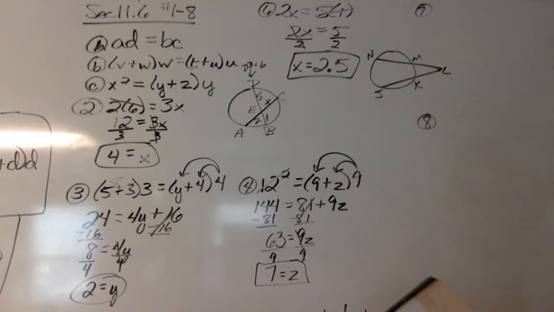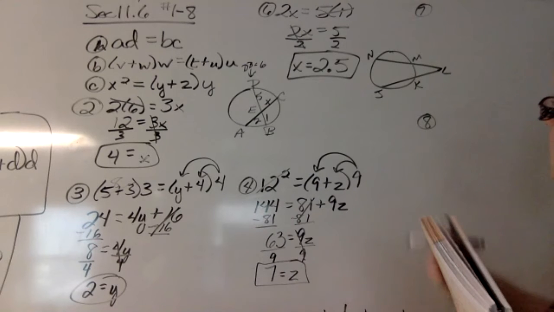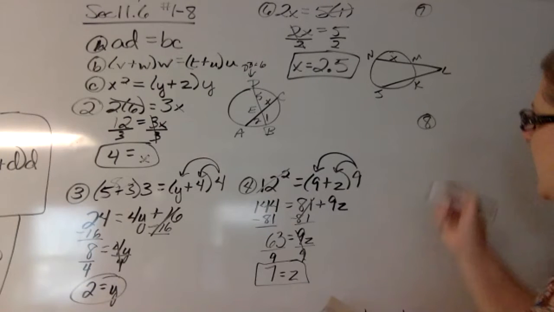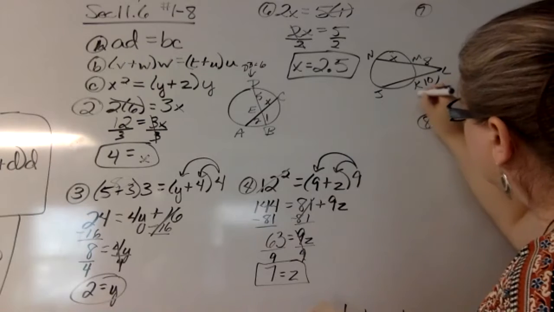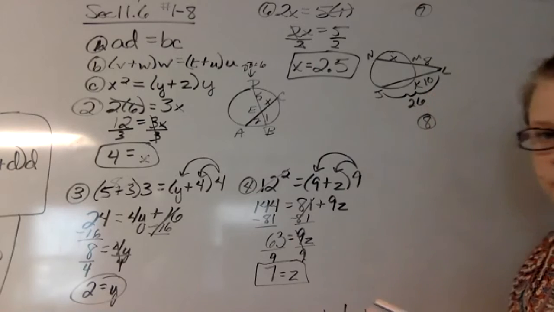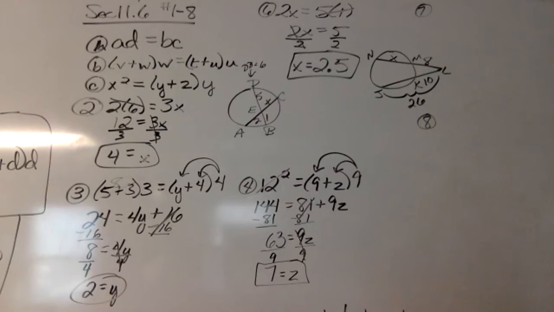So for number 7, I've got my picture drawn. We have to read what it gave us. We're finding MN. So MN is right there, so that's my X. And it says LM is equal to 8. So that's this little piece out here. LK is equal to 10. That's that little piece right there. And LJ from here all the way to here was 26. Okay, so this is what we got.